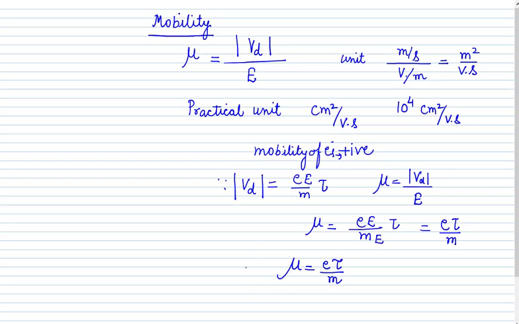This is again a very important formula if you want to calculate the mobility of free charge carriers, mobility of free electrons. Then simply the charge on electron multiplied with the relaxation time divided by the mass of the electron. You have to simply remember that mobility is drift velocity divided by the electric field, and you will have the mobility.